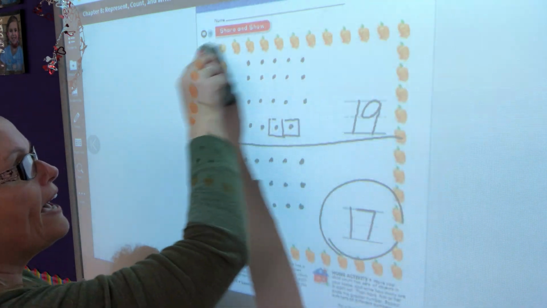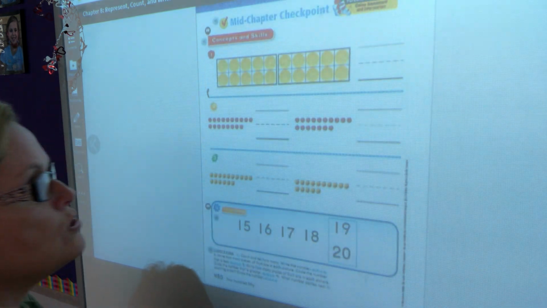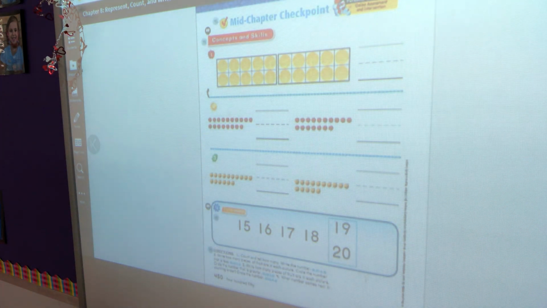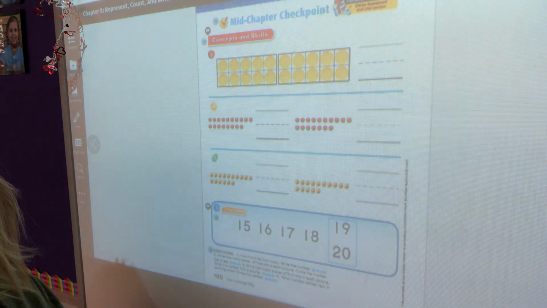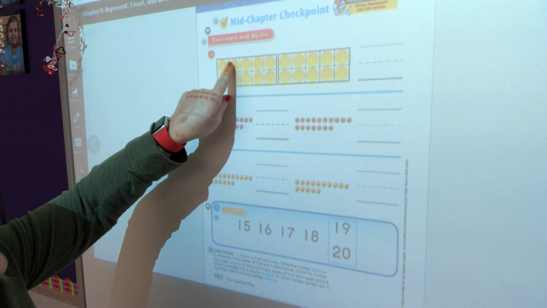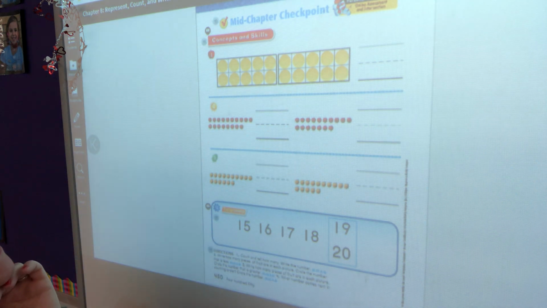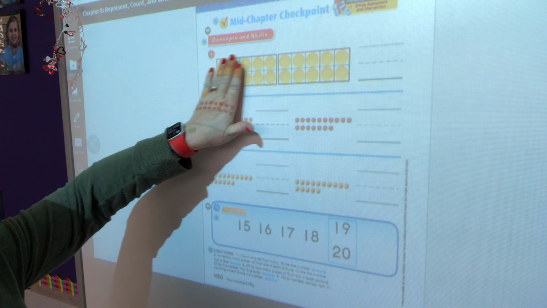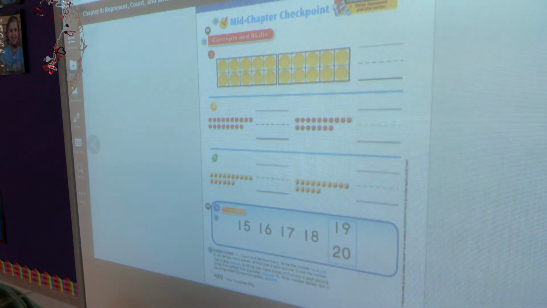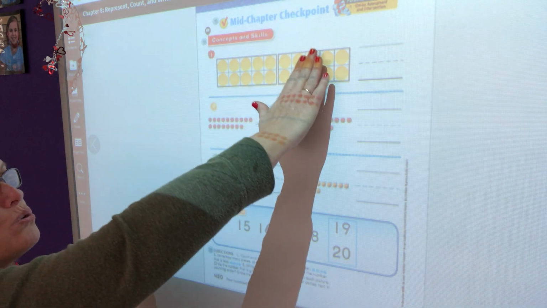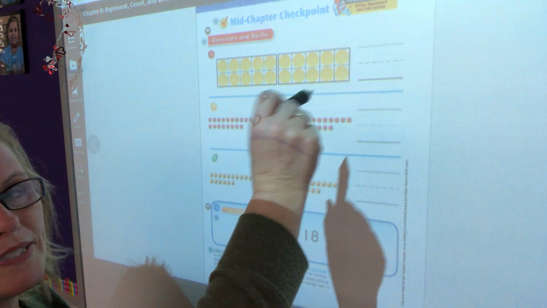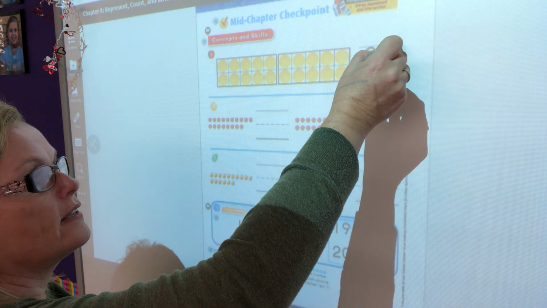Excellent job. We have one last page, and as I told you before, this is a review. This is a review to see what you've learned so far in the chapter before we move on. Number 1, I would like to see if you could count how many counters are in those two 10 frames. Do you need to touch and count each one? You could if you needed to, but we have been practicing this for so long. How many are here and how many are here? This is 2 sets of 10, so we could count by tens. 10, 20. And we would write the number 20, which is a 2 and a 0.